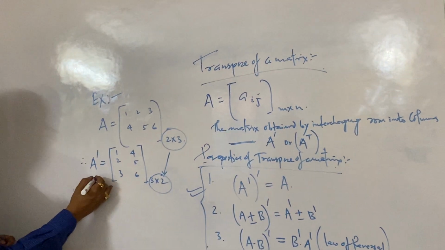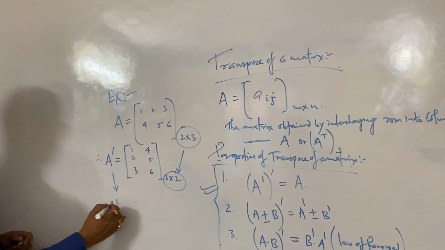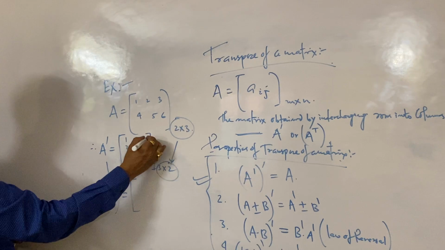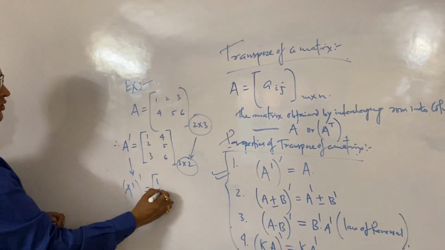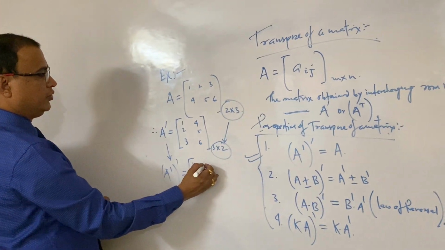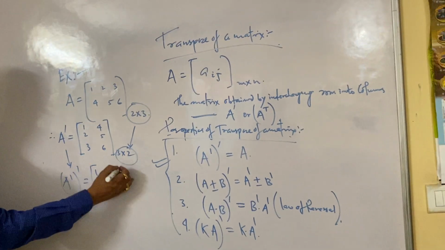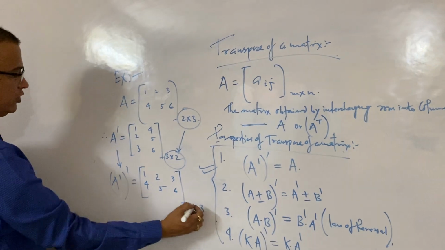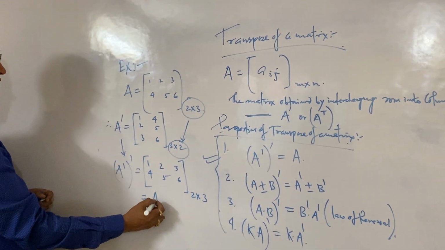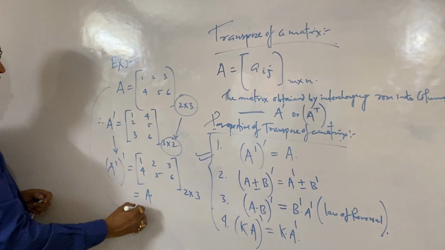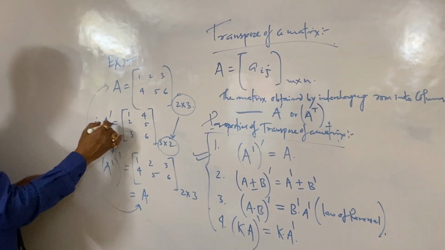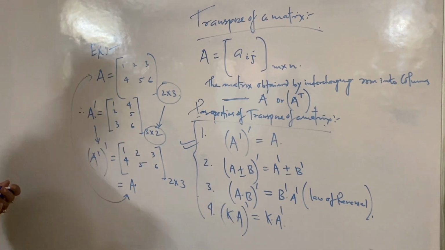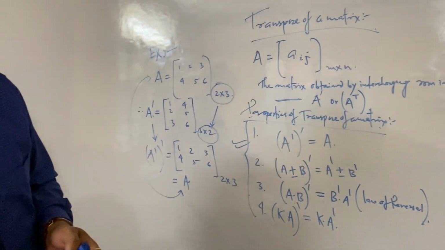Now again if you transpose this transpose matrix, you can observe first row will turn into first column, second row will turn into second column, third row will turn into third column. That means having 2 rows and 3 columns, and you can observe this is nothing but the original matrix itself. So that means if you are transposing a matrix 2 times, the matrix will come back again.